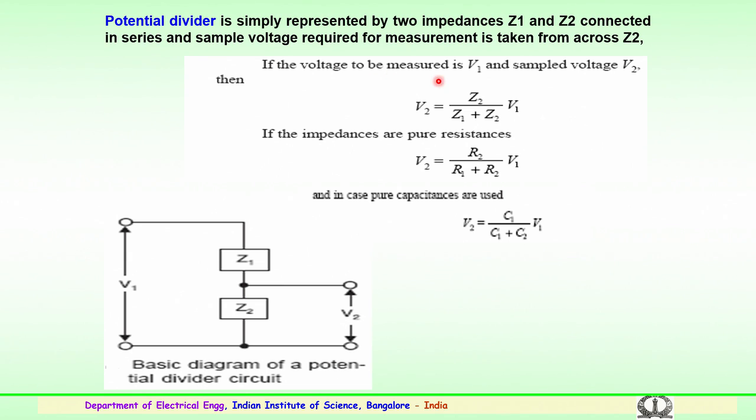So, in case the voltage is to be measured, that is the applied voltage V1, the sample voltage V2 obtained across Z2 is given by V2 equal to Z2 by Z1 plus Z2 into V1. If the impedances are pure resistances, then V2 is given by the formula R2 divided by R1 plus R2 into V1. So, this is how the ratio or the value could be obtained. And in case capacitors are used instead of resistors, in the case of pure capacitance, V2 will be equivalent to C1, that is the lower capacitor, divided by C1 plus C2 into V1.